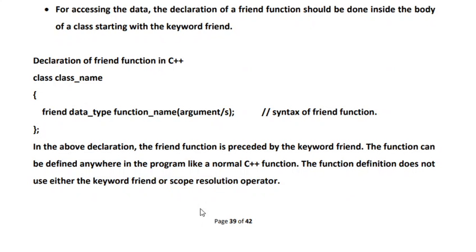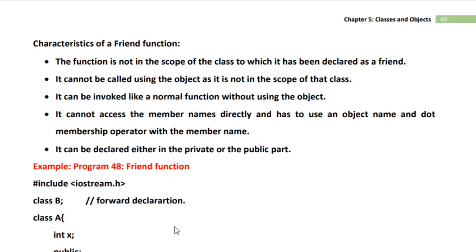So let us try to understand it with the help of examples. But before that, let us learn a few characteristics of a friend function. The friend function is not in the scope of the class. This is a very important statement that you need to remember. A friend function is not within the scope of the class, but it's a friend to that particular class, right?